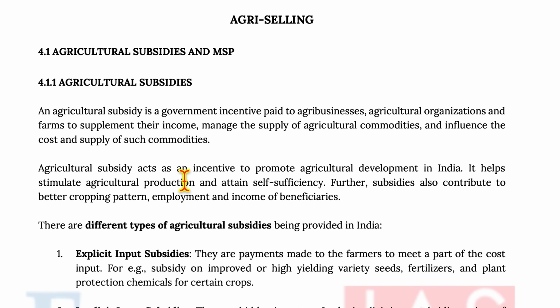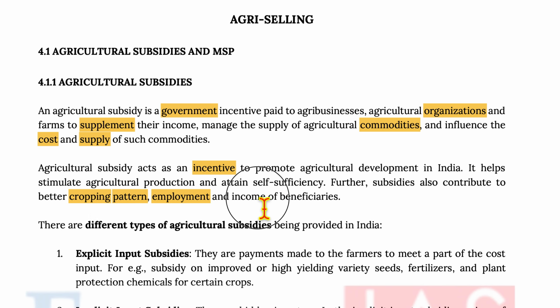Agricultural subsidies. Now, an agricultural subsidy is a government incentive paid to agri-businesses, agricultural organizations, and farms to supplement their income, manage the supply of agricultural commodities, and influence the cost and supply of such commodities. Now, agricultural subsidy acts as an incentive to promote agricultural development in India. It helps stimulate agricultural production and attain self-sufficiency. Further, subsidies also contribute to better cropping pattern, employment, and income of beneficiaries.